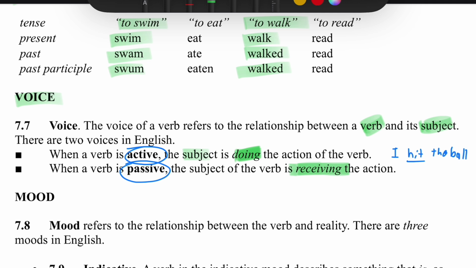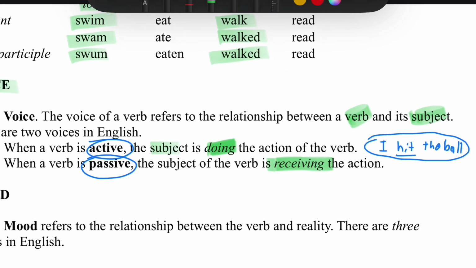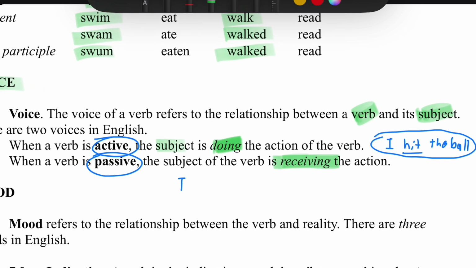But I could communicate the same thing in a passive way. So I could say, I, still the subject, same subject, was hit by the ball. So here we have a passive sense where I was hit by the ball. Something happened to me. And this happens in ways in which we want to communicate the same thing that we don't actually want to incriminate ourselves.